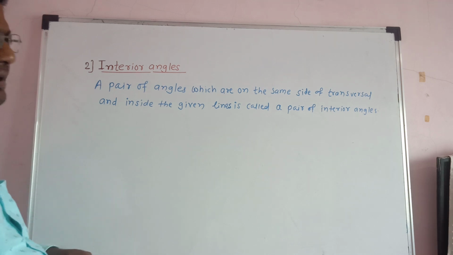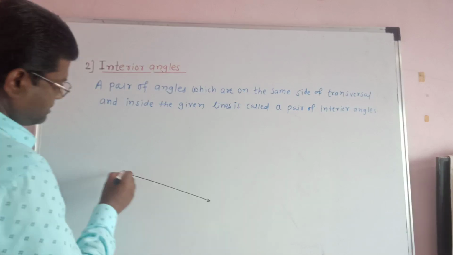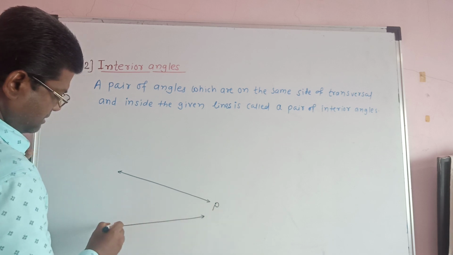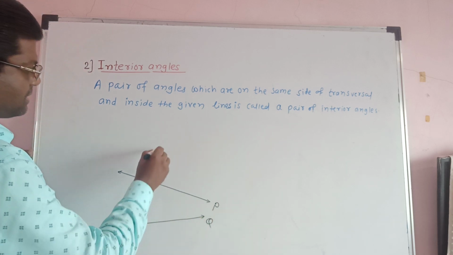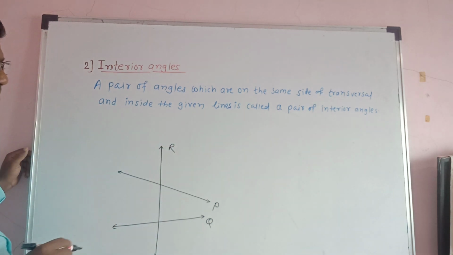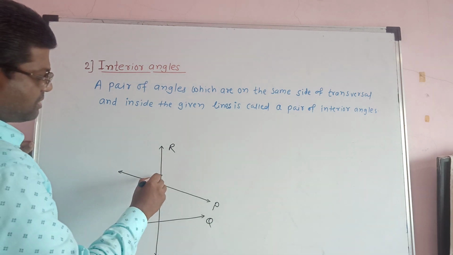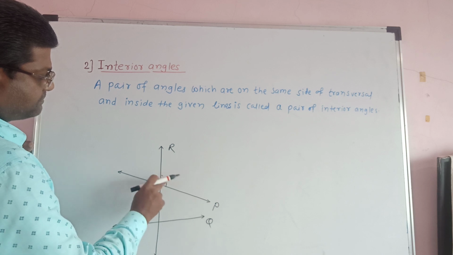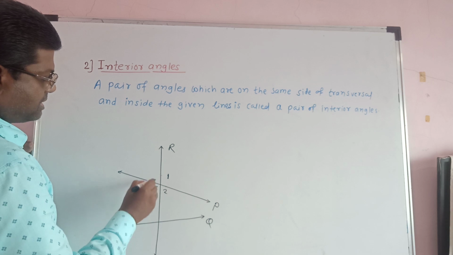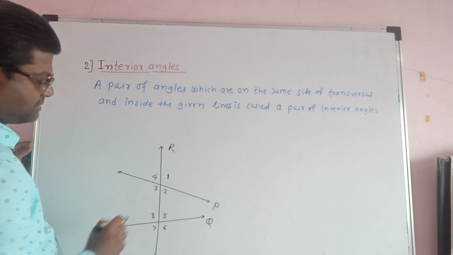Now interior angles. Now consider two lines. This is line P and this is line Q, and this line is a transversal. R is a transversal of these two lines. Now name the angles. Angle 1, angle 2, 3, 4, 5, 6, 7, 8.